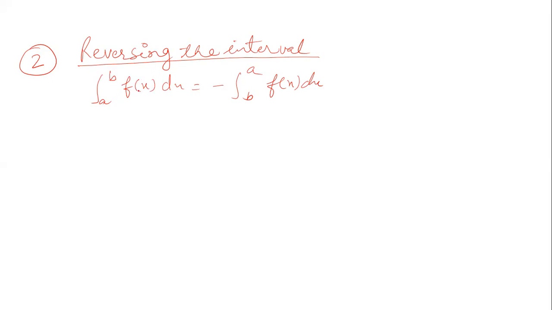This property means if the limits of the definite integral are interchanged, I have interchanged the limits a and b, then the value of the definite integral becomes the negative of what it was. Suppose its value is delta, then its value will be minus delta. Let's see its proof.